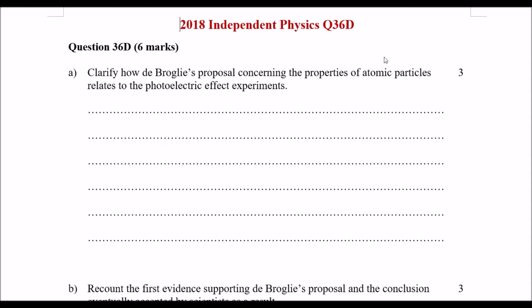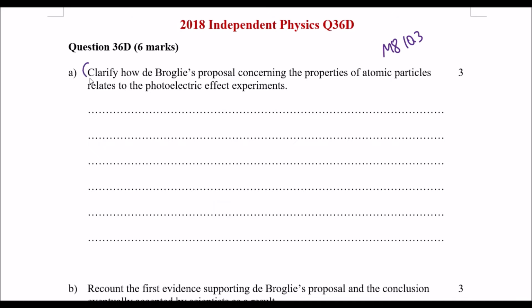This is going to relate to Module 8, Inquiry Question 3, which is about the quantum properties of the atomic structure. So we'll get into that today. This is from the 2018 Independent Physics paper, Question 36, Question D, worth 6 marks.